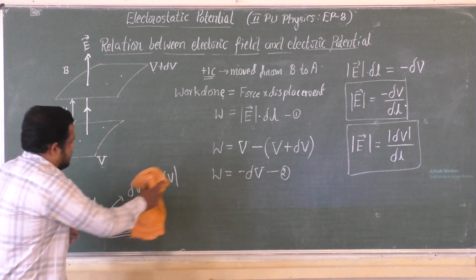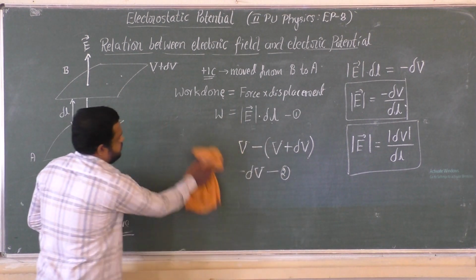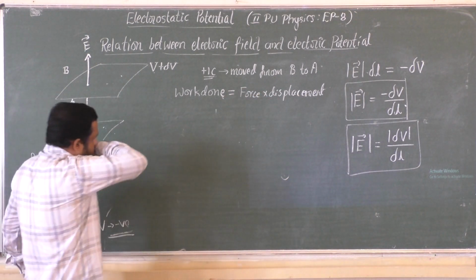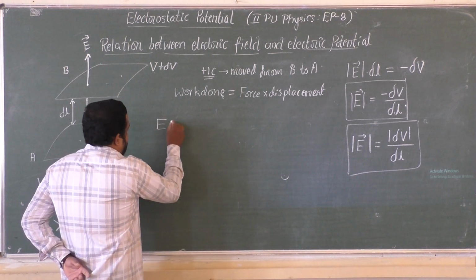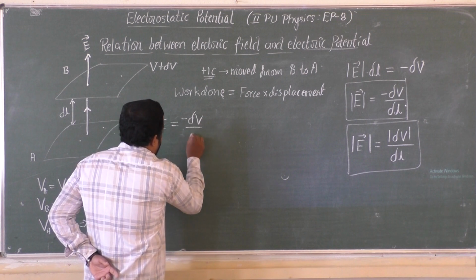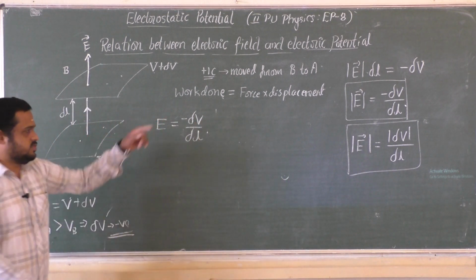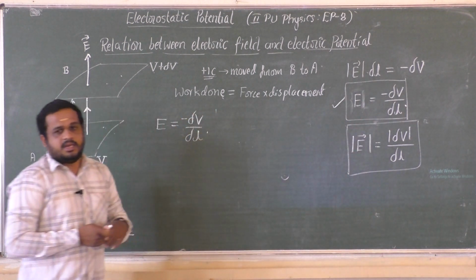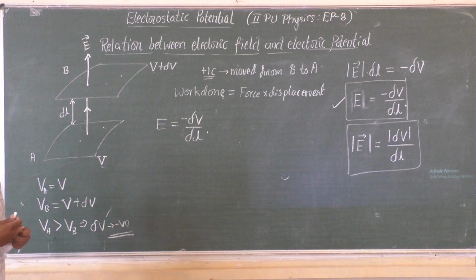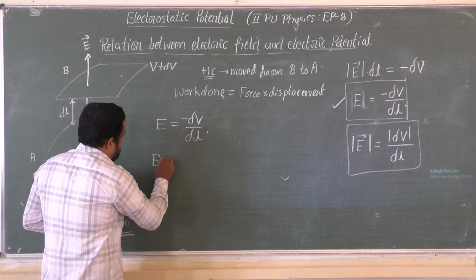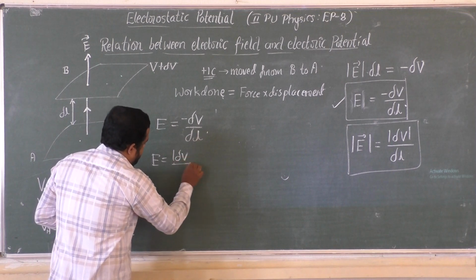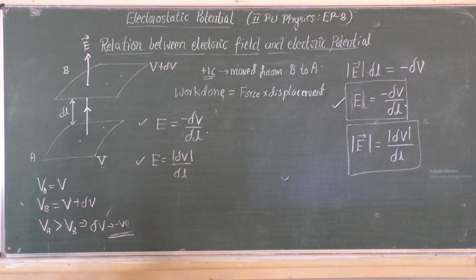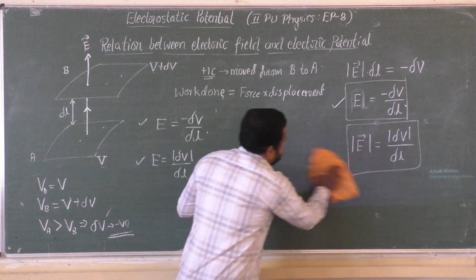Now let us consider that last expression. Electric field E is equal to minus delta V divided by delta L. One expression, this one. And one more is electric field E is equal to delta V divided by delta L. Now in these two expressions we have two pieces of information.